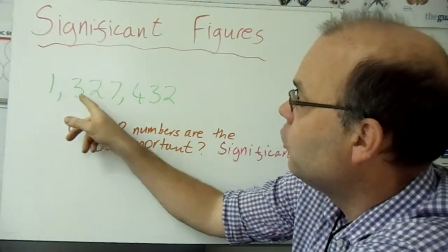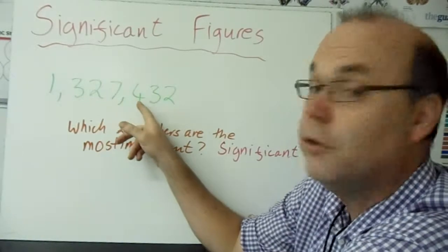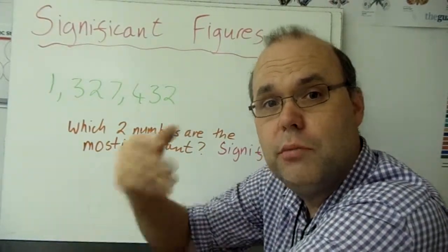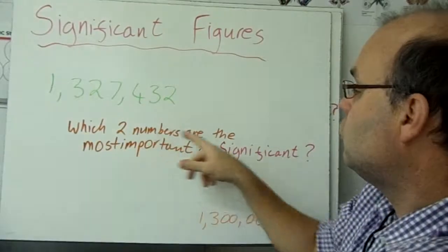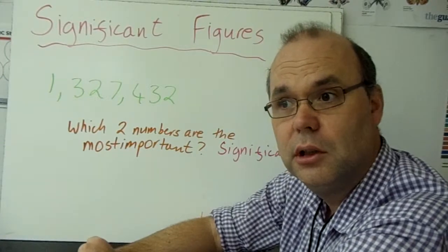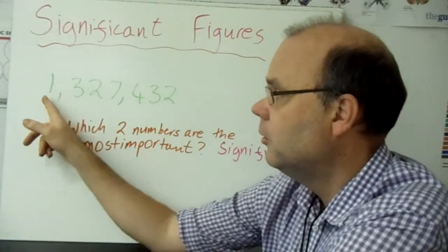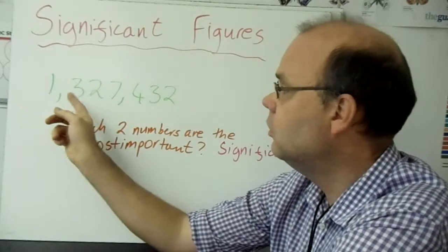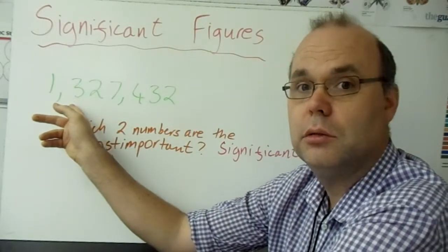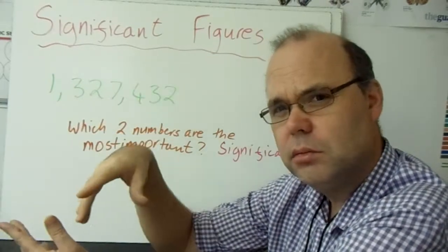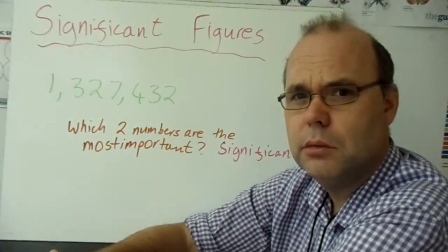Here's 1,327,432. If I asked you which two numbers are the most important, the most significant about this number? It's these two, the 1 and the 3. Because it's 1,300,000. The 2 on the end, not so important.